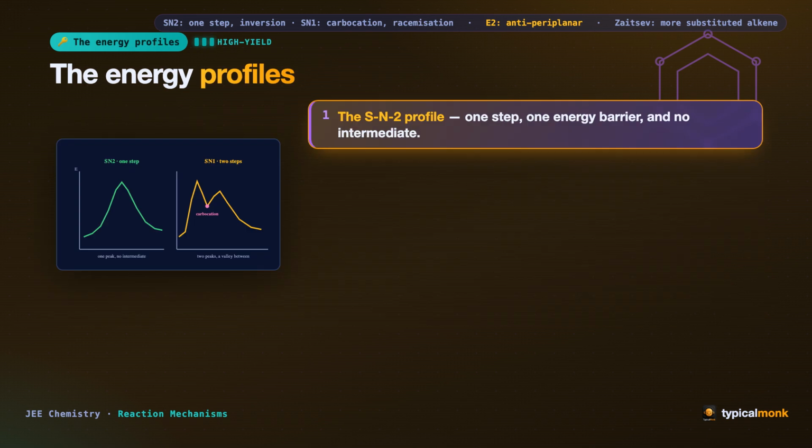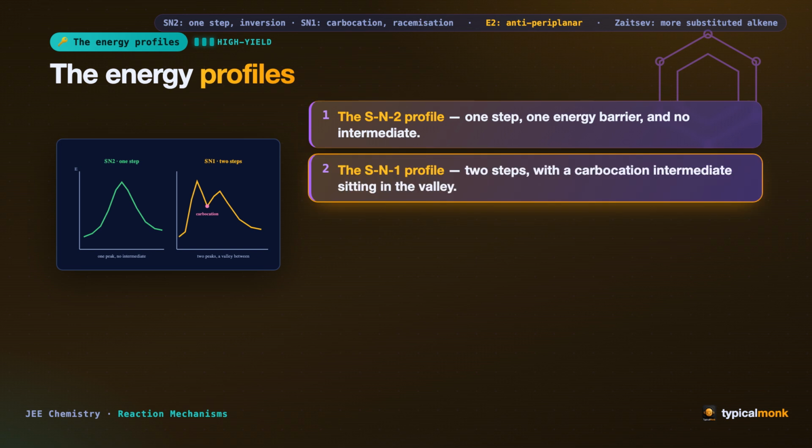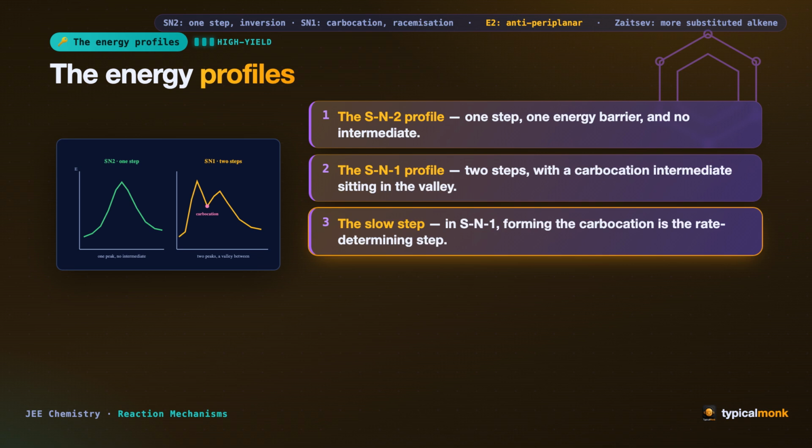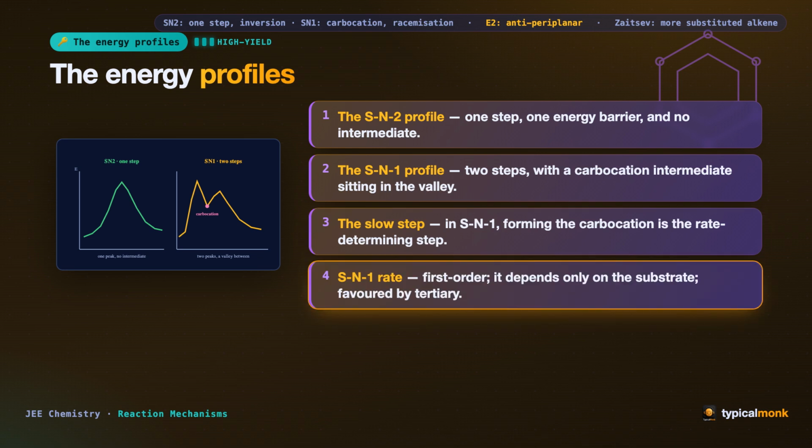Now look at the picture. The energy profiles. The SN2 profile. One step, one energy barrier, and no intermediate at all. The SN1 profile. Two steps, with a carbocation intermediate sitting in the valley between the two peaks. The slow step. In SN1, forming the carbocation is the rate determining step, the taller of the two barriers. The SN1 rate. It is first order. It depends only on the substrate, and it is favored by tertiary carbons.